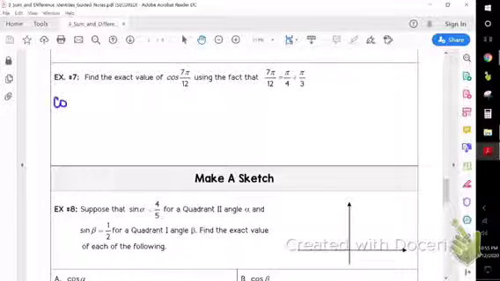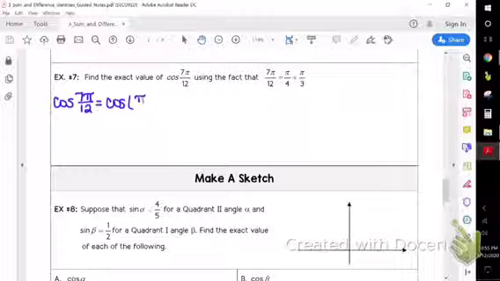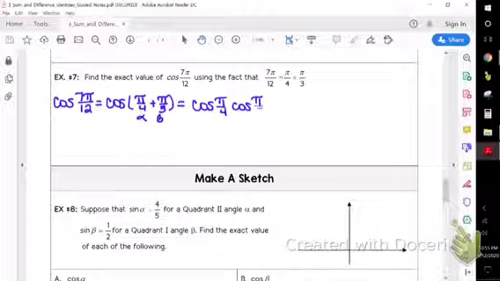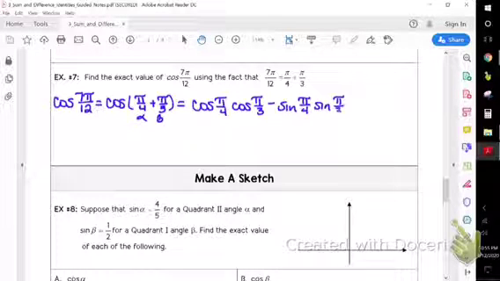Alright, so assuming you paused the video, hopefully we have the cosine of 7 pi over 12 is equal to cosine of pi over 4 plus pi over 3. And so this is going to be my alpha and this is my beta. So for our formula, we've got cosine of alpha, cosine of beta, minus sine of alpha, sine of beta. Oops, not beta. Actually, write the angle.